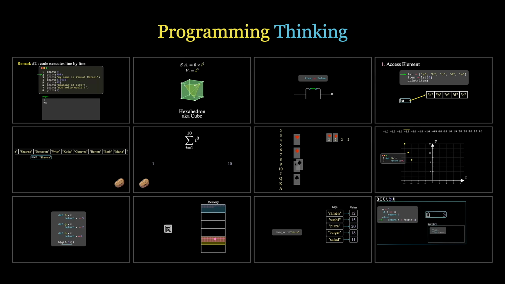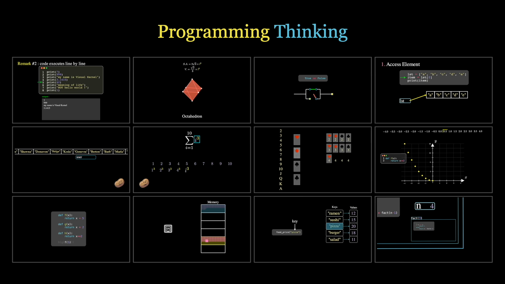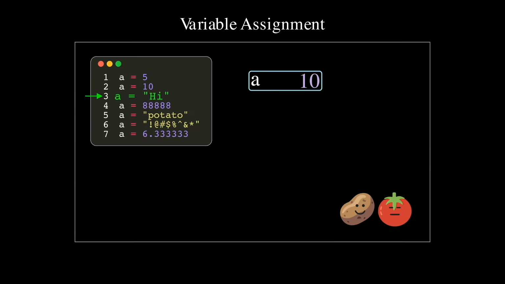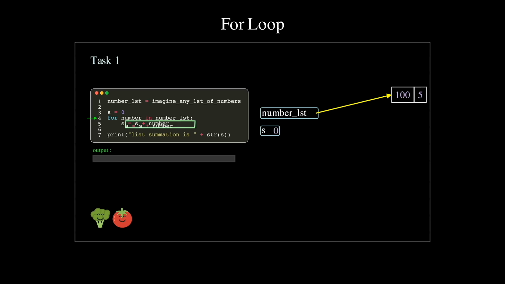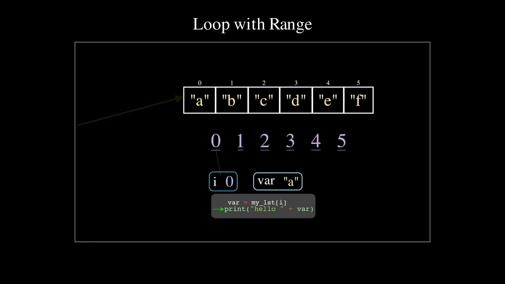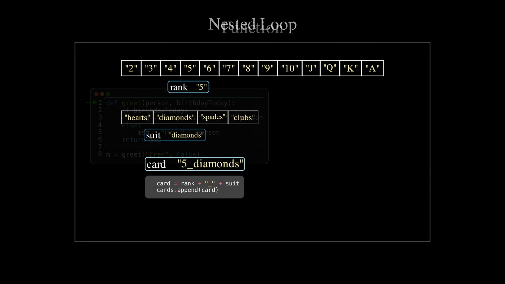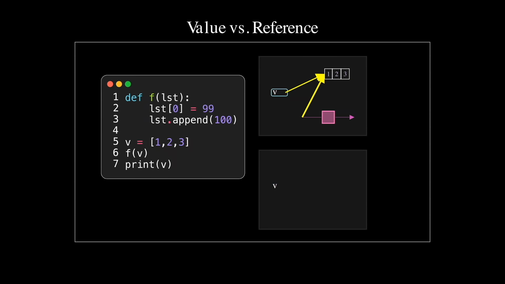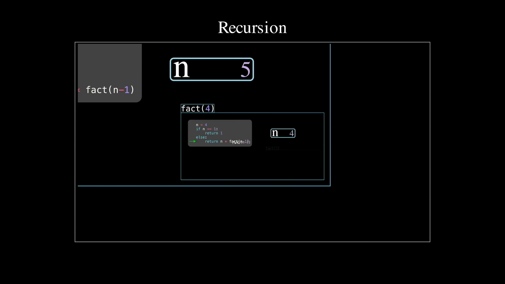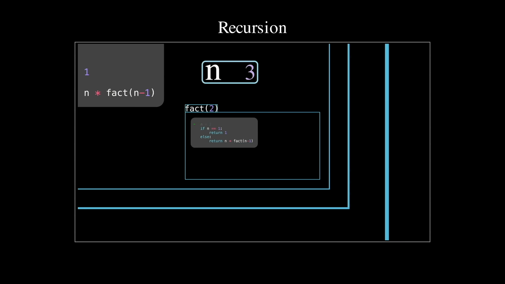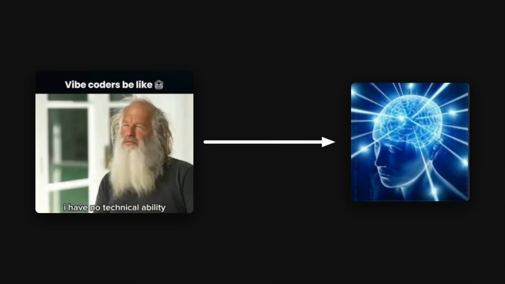Throughout this video, we use the Python language to learn about programming thinking, starting from variable, control statement, Python list, for loop, loop with range, nested loop, function, value versus reference, dictionary, and recursion. Your attention is all I need. If you invest your next 60 minutes in the video, you'll transcend from a pure vibe coder to an enlightened programming thinker.